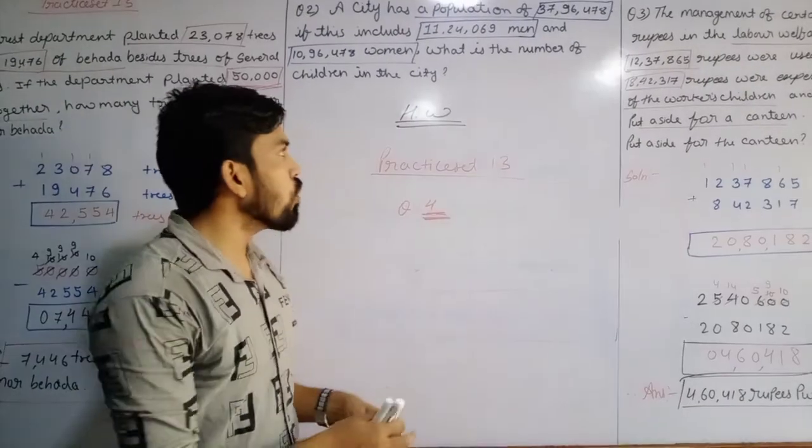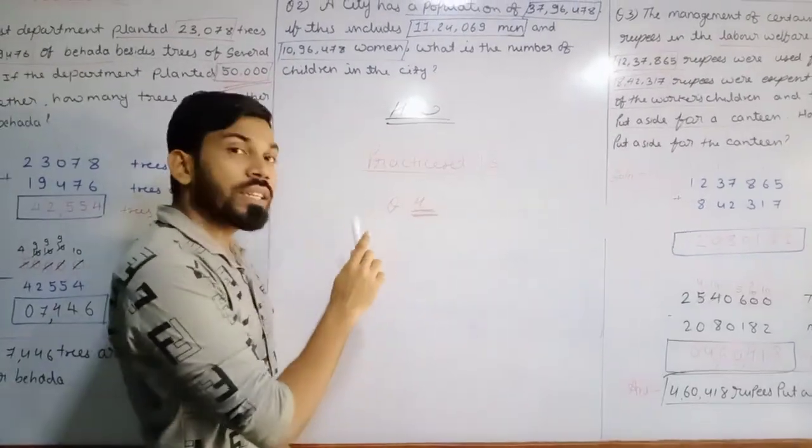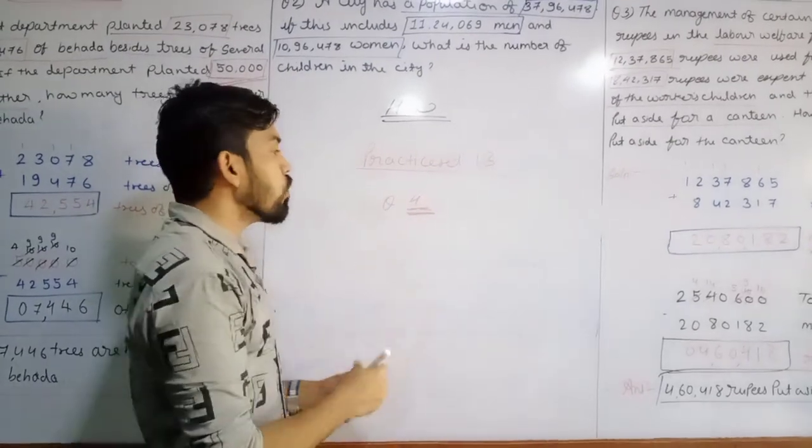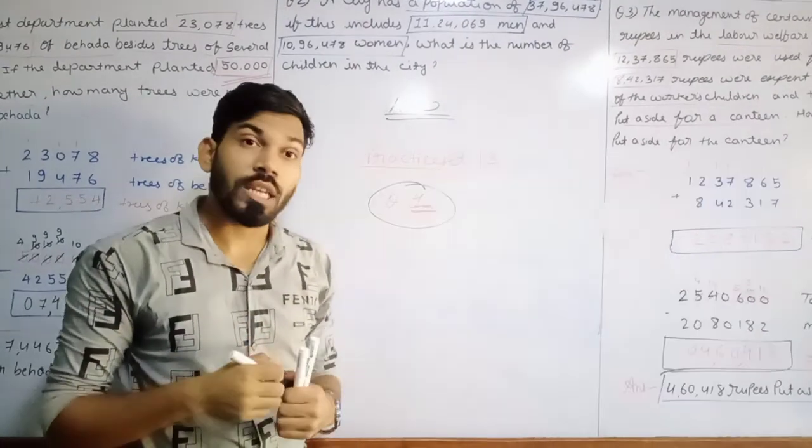So here you have the homework for today. Practice set number 13. What we did today? We did questions number 1, 2 and 3. One question remains, that is question number 4, that you have to solve by yourself as your homework.